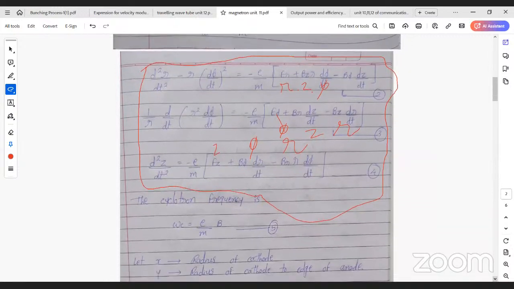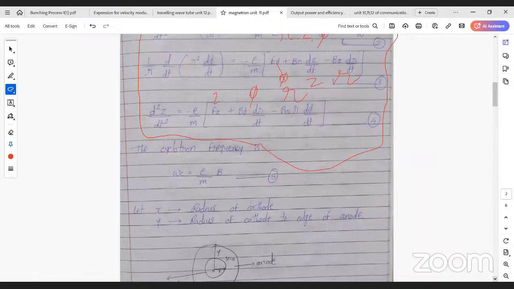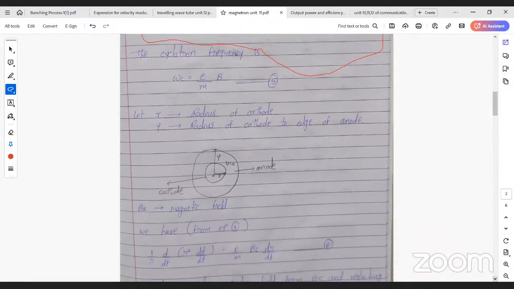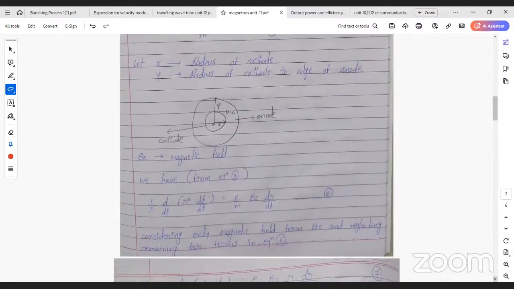Omega c equals E by M times B, and we are taking two radii. X is the radius of the cathode, Y is the radius of the anode. Next, what is BZ? BZ is the magnetic field.